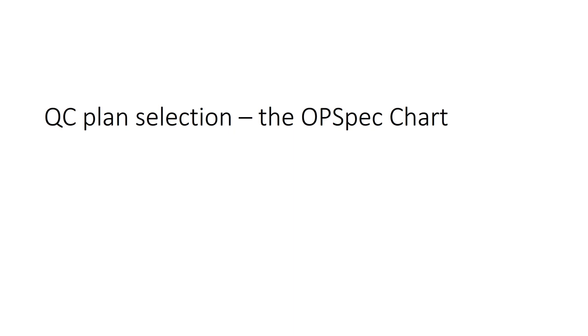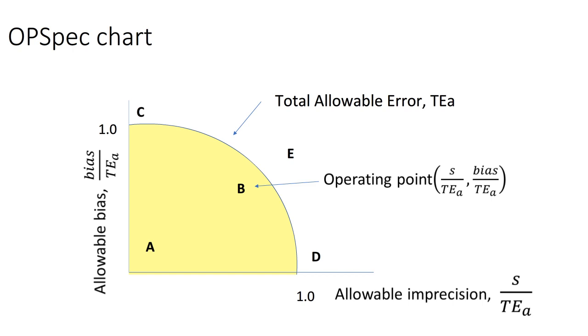James Westgard developed a method to determine whether a QC plan can control a testing process. His method's quite clever, and it's based on a graph called the OPSpec chart. The OPSpec chart tells you whether a QC plan can reliably detect an important process shift. In theory, the OPSpec chart could be used to compare any QC plan. In practice, the OPSpec chart is used to compare a limited number of QC plans that are commonly used in clinical laboratories.